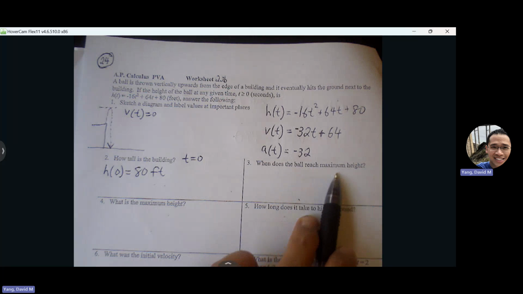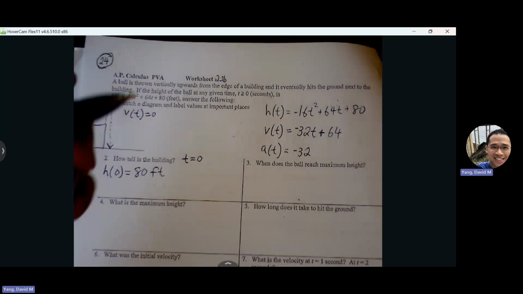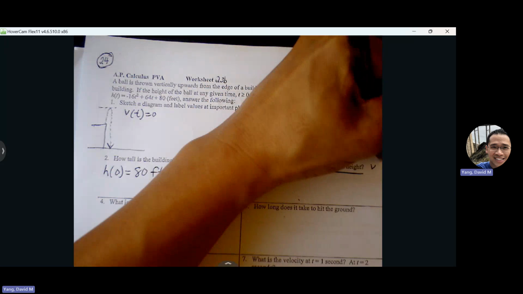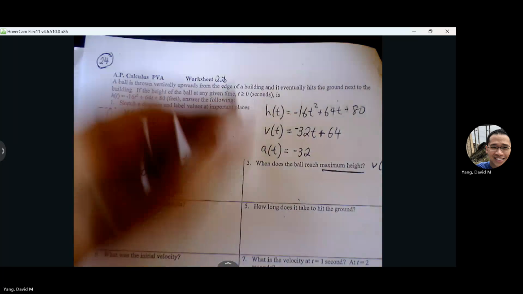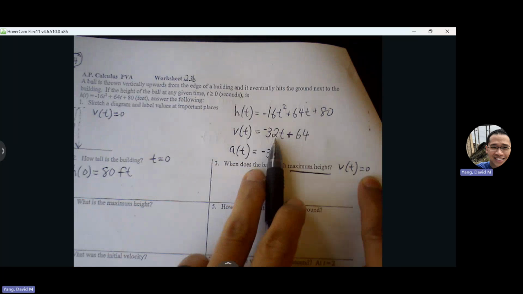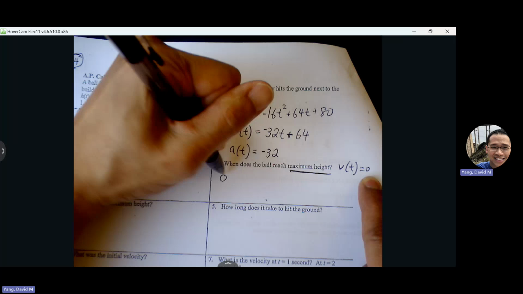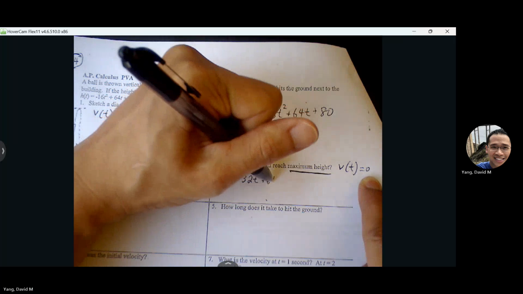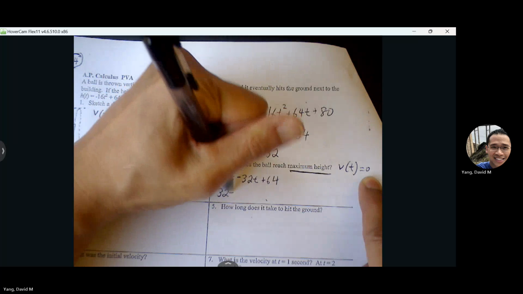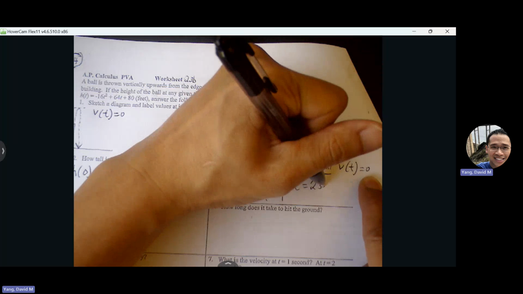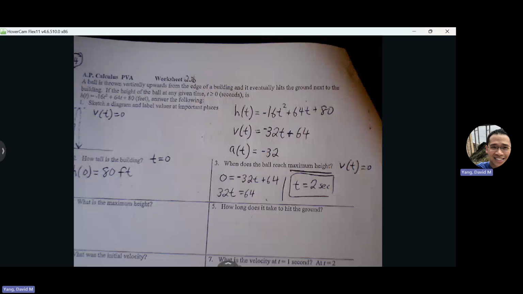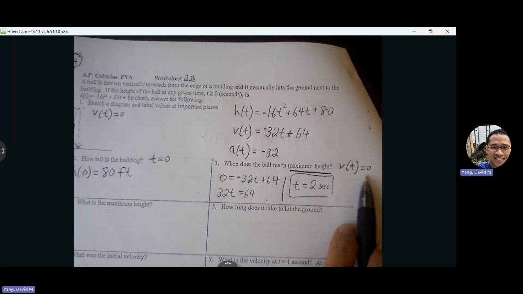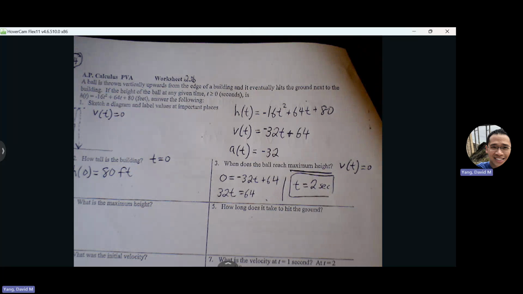So it says, when does the ball reach maximum height? That is when we know that maximum height is occurring, when the velocity is 0. So we can use the velocity function to figure out that moment in time. So we'll plug 0 in for velocity and then solve for t. T equals what? 2 seconds. Yeah. So 2 seconds in, the ball is going to reach its maximum height. And we know it's maximum height because it's going to be stopped for a moment. And it's going to take 2 seconds to get there.